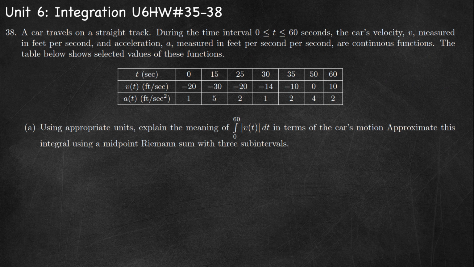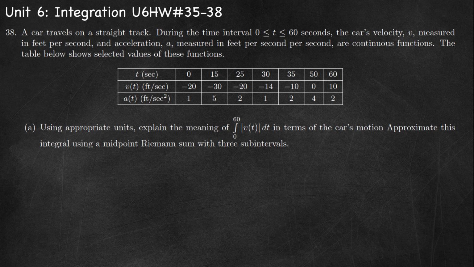Number 38, a car travels on a straight track. During the time interval, t goes from 0 to 60 seconds, the car's velocity v measured in feet per second and acceleration a measured in feet per second squared are continuous functions. The table below shows selected values of these functions. Using appropriate units, explain the meaning of the integral of the absolute value of v of t dt on the interval from 0 to 60 in terms of the car's motion. And then we're going to approximate this integral using a midpoint Riemann sum with 3 subintervals.